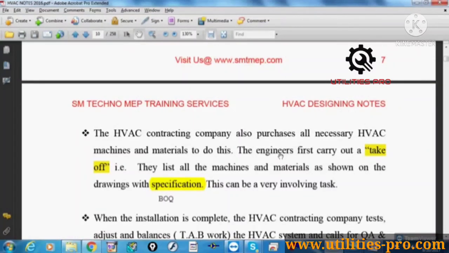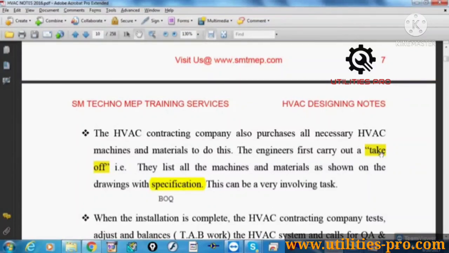To do this, the engineers, meaning if you're working as an estimator in a contracting company, an estimation engineer, the contracting company engineers first carry out a takeoff. Suppose I provide the drawing to you as an engineer, and you're working in my contracting company as estimator, and I ask you to go for a metal takeoff. It means I'm asking you to find out the metal requirement from this project and make a list with specification. That in short is called takeoff or metal takeoff.